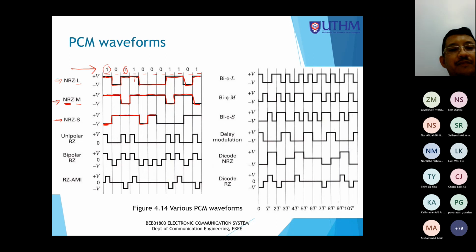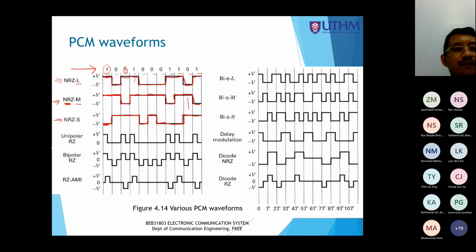And then alternate again, no change, no change. Then input logic 0 will alternate the output, and then no change. So this is non-return to 0 space. So non-return to 0 is in the category of bipolar because we have positive and negative output voltage.